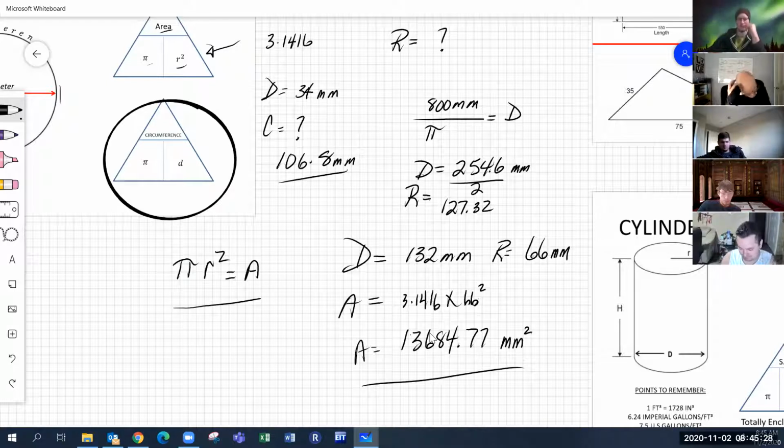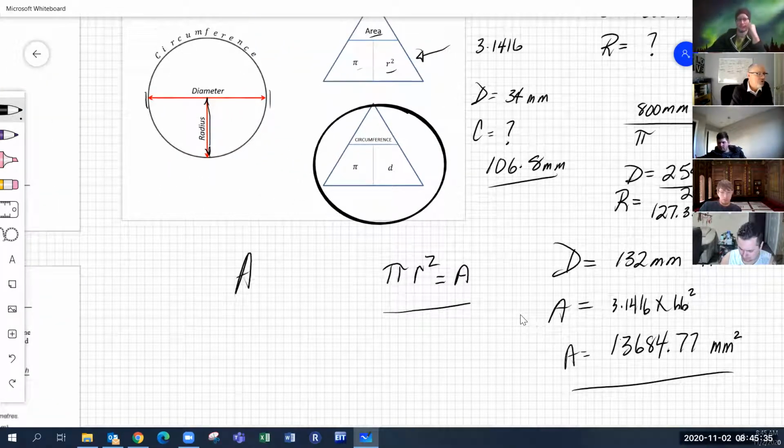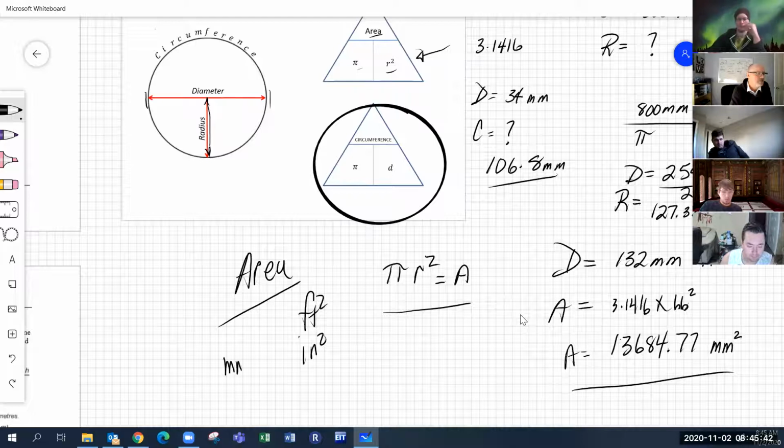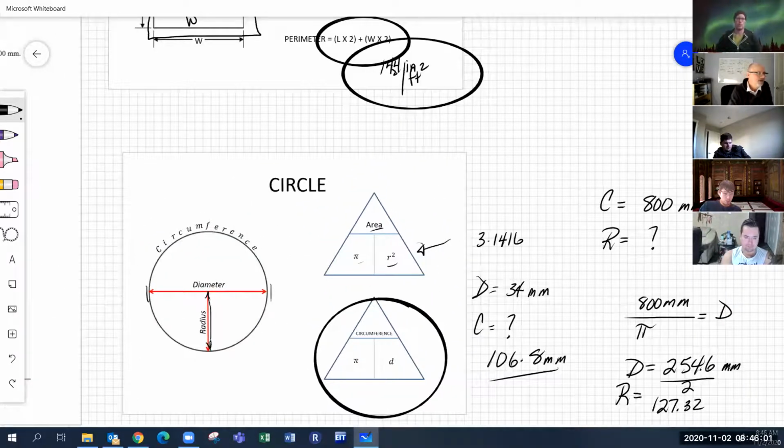So here's the thing about area. If you see the word area anywhere in any question, you are always going to have feet squared, inches squared, millimeters squared, or meters squared. You're always going to have squared something. And now what's super important around areas and moving forward is this.